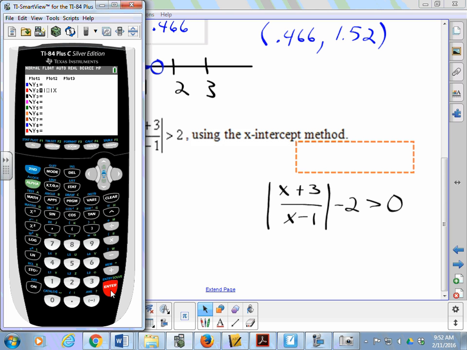And don't forget the fraction bar is on alpha y equals. Make sure you use the fraction bar. Unless you're Jacob, then you've got to use lots of parentheses. So it's not a big deal. You just need to make sure that the numerator and the denominator are in parentheses. Okay? All right? Alpha y equals.